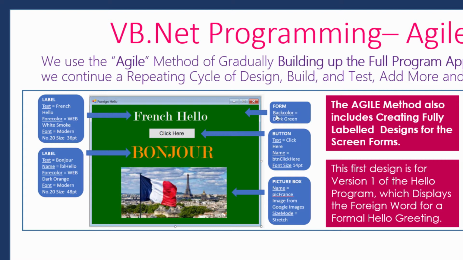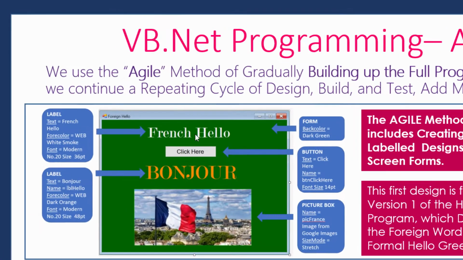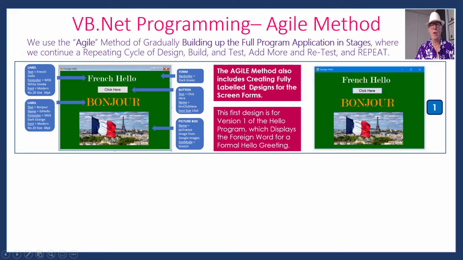And then you have to do these annotated labels, all right? This is a requirement for Australia, for VCE, if you're here in Australia doing this work. All right, so we do that. And in the labels, we just put what the text is, the property for that label, that's a label component. What fore color or font color we're using, that's a smoke white color there. And this one is Modern No. 20, size 36. So that gives you that traditional looking typewriting. So the Agile method includes creating these fully labeled designs for the screen forms.